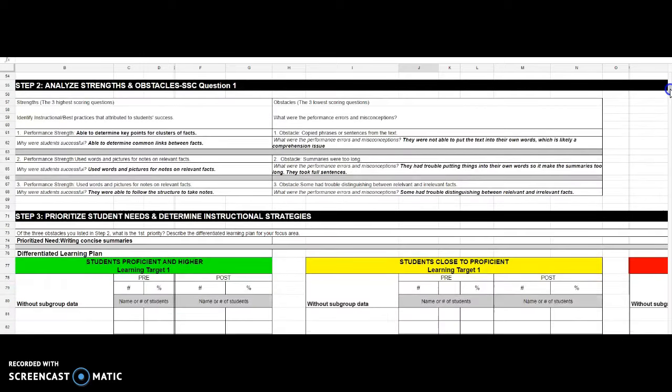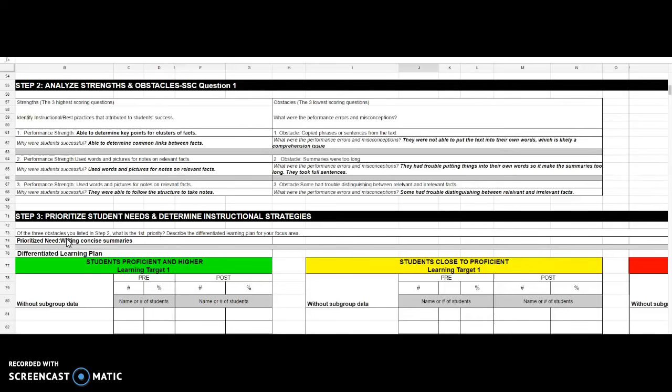Step 2 reflects the same as last year. I do want to highlight that when we are identifying the obstacles, we do need to understand that we are identifying 3 maybe from our quarterly. If we are identifying 3 from our quarterly or 3 from a short cycle, we need to prioritize and even identify what exactly we are going to focus on. Once we identify that, we are going to prioritize our students' needs.